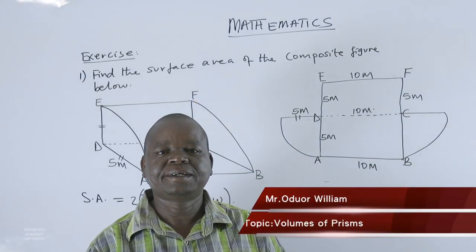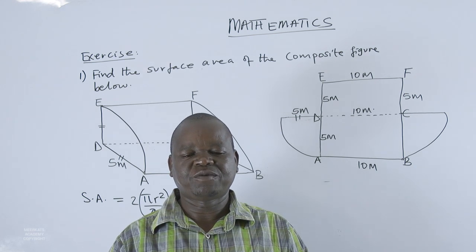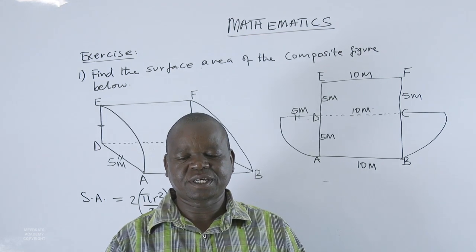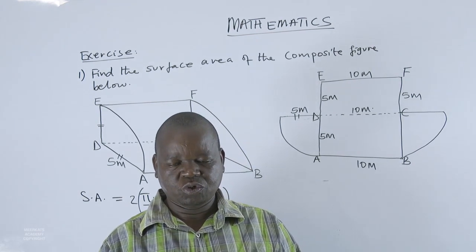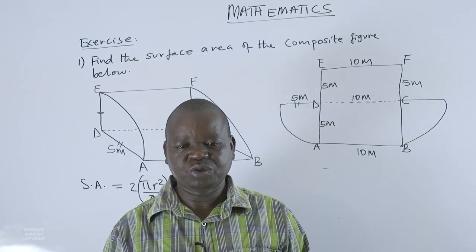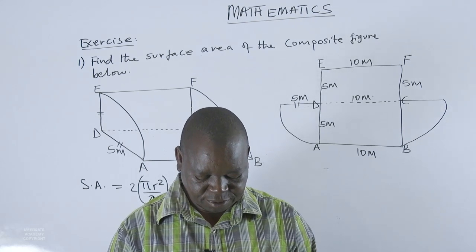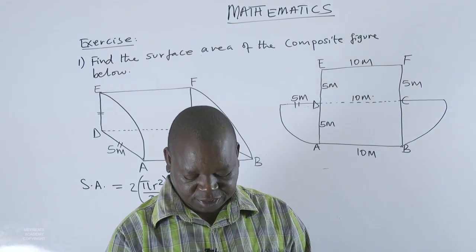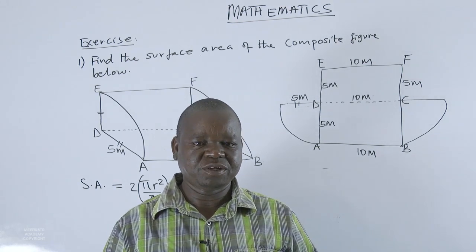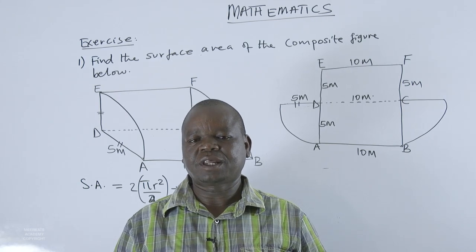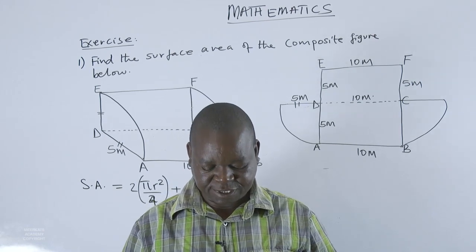Good morning, class. Yesterday we looked at the formula for determination of surface area of solid objects, which we call prisms. Today we want to continue with further examples on the same, and we have an exercise just on composite objects. We want to see how we can still use the formula we derived for calculating the surface area of plane objects to calculate the surface area of these figures.